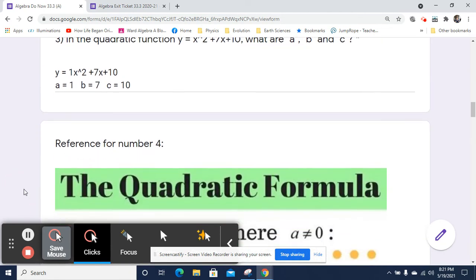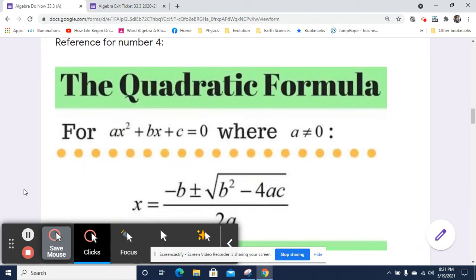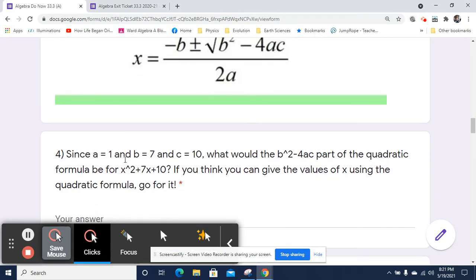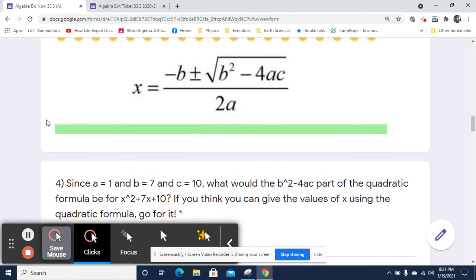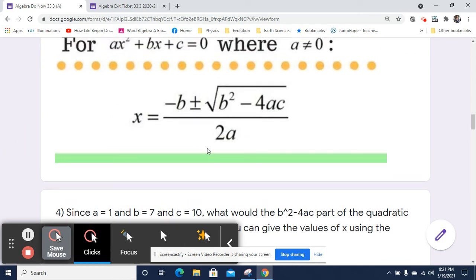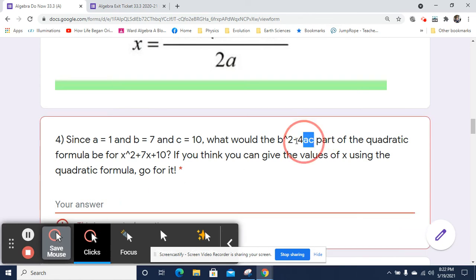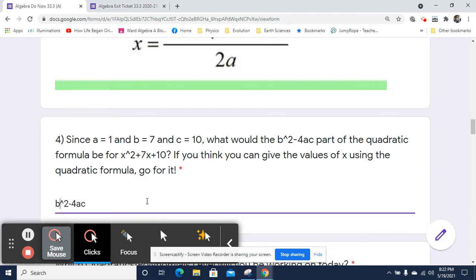Now, I remind you of what the quadratic formula looks like in the next one. So if you worked out that A was 1, B was 7, and C was 10, let's just work out, not the whole quadratic formula, though I encourage you, if you think you can give values of x using the quadratic formula, go for it. But right now, I'm just asking you to figure out what b squared minus 4ac would be. So I'm going to copy and paste that right down here, and we're just going to replace b with 7.